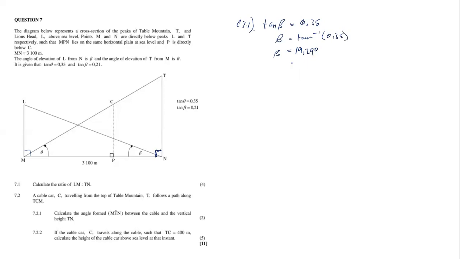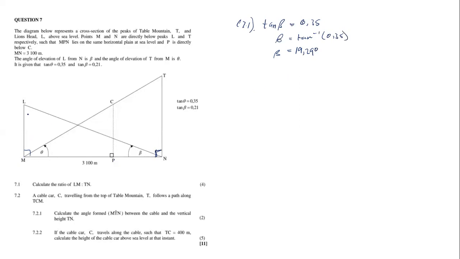9 degrees. So this is the magnitude of angle beta over here. So let me determine the magnitude of LM. LM is opposite to beta. And then I can use this angle, I can use side MN.